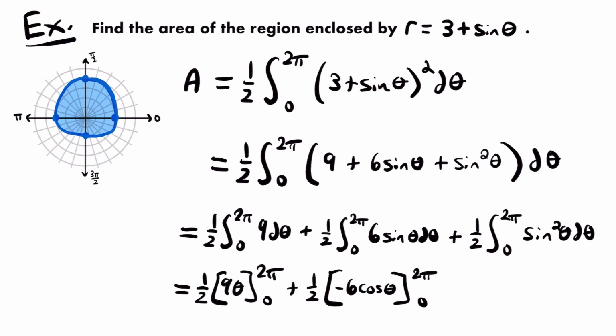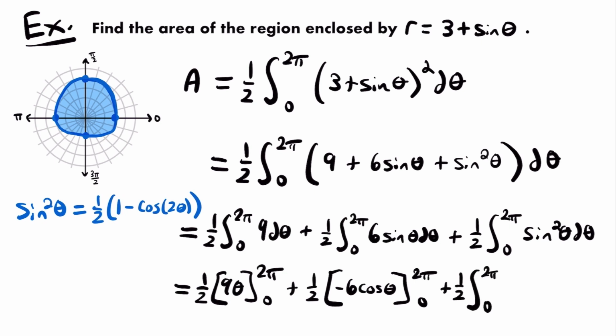All right, but in the case where you have sine squared theta in your integral, the way you go about solving it is to rewrite sine squared theta using a trigonometric identity. Specifically, we're going to use the identity that sine squared theta is equal to 1/2 times 1 minus cosine of 2 theta. All right, so we're going to replace sine squared theta in this integral with this expression. So we will have plus 1/2 times the integral from 0 to 2 pi of 1/2 times 1 minus cosine of 2 theta d theta.